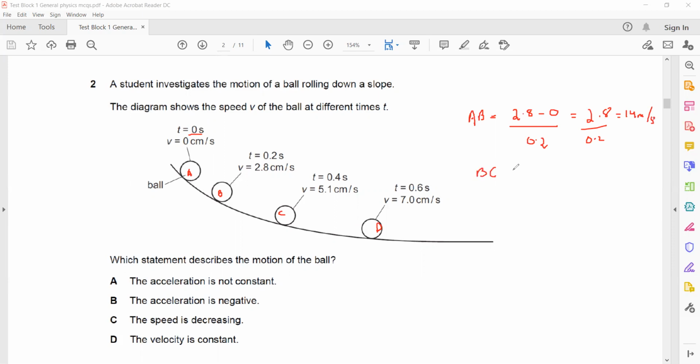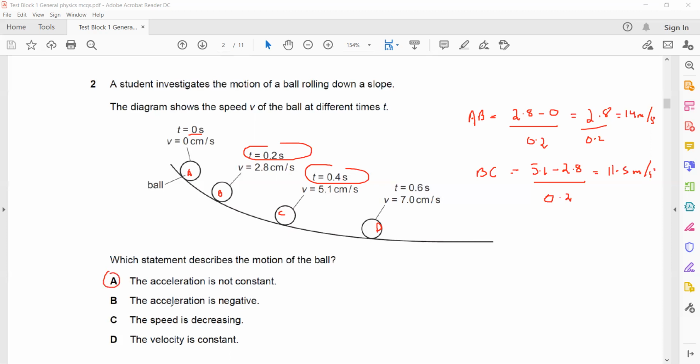What about from B to C? When we calculate acceleration, the change in velocity is 5.1 minus 2.8, divided by the time interval, because at B it was 0.2 and at C it is 0.4, so the time interval is again 0.2. So it will be 5.1 minus 2.8, divided by 0.2. So you'll get 11.5 meter per second square. So it shows the acceleration is not constant.